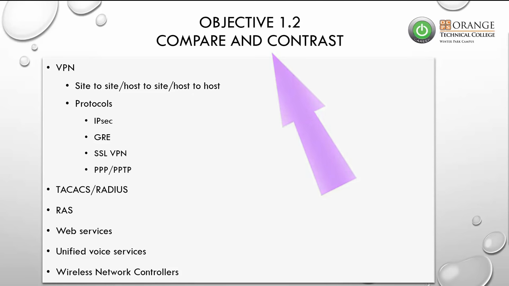We're going to be looking at site-to-site, host-to-site, host-to-host. We're going to be looking at the various protocols: IPsec, GRE, SSL VPN, point-to-point protocol, point-to-point tunneling protocol, TACACS and RADIUS, RAS, which is a Windows-type environment, web services, unified voice services, and on the CompTIA objectives, it just calls it network controllers, but further investigation found out it's really dealing with wireless network controllers.